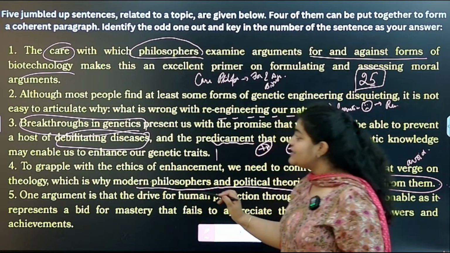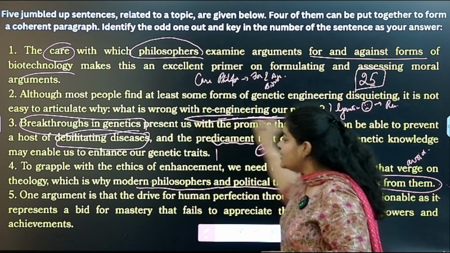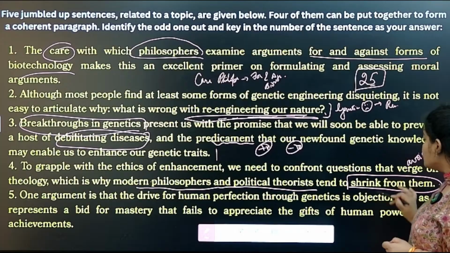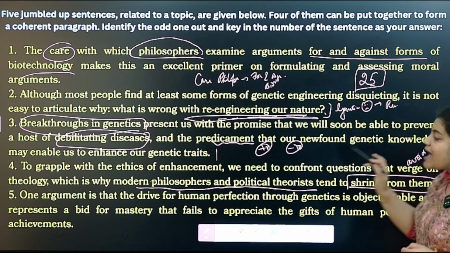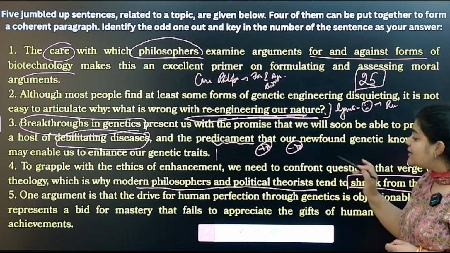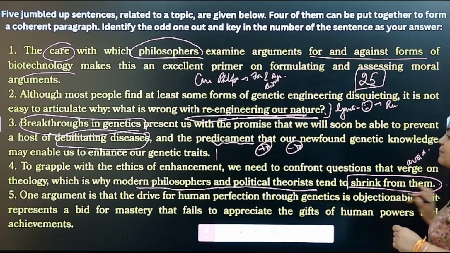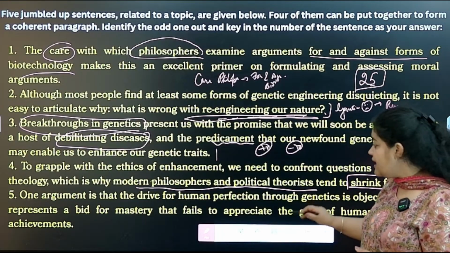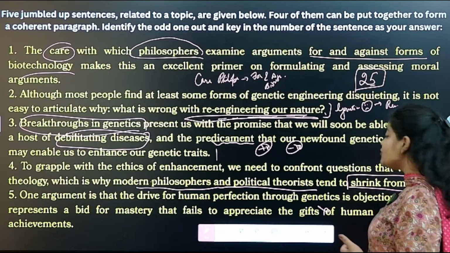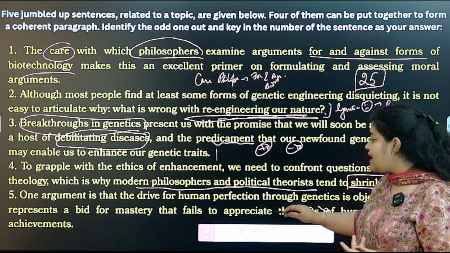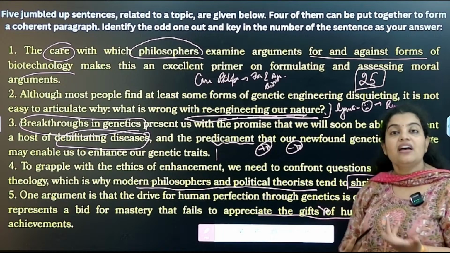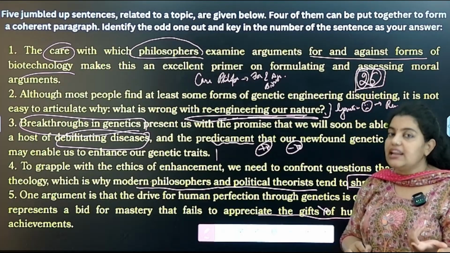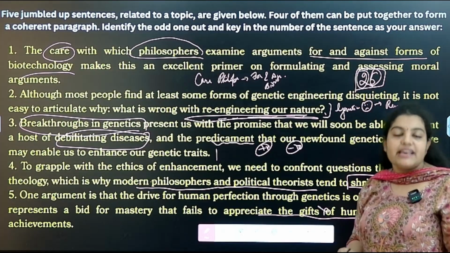So what is wrong with re-engineering our nature? One argument is that the drive for human perfection through genetics is objectionable as it represents a bid for mastery that fails to appreciate the gifts of human powers and achievements. कि हम अपना नेचर को अगर मॉडिफाई करेंगे और चेंज करेंगे, then we are going against something that is the gifts of human powers and achievements. Okay, that is the fails to appreciate the gifts of human powers and achievements. So that is the one argument, the one argument for the question that is being asked in the fifth. Okay, so 2 and 5 make a block, right?